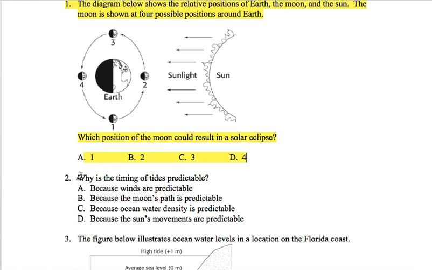Number 2. Why is the timing of tides predictable? A. Because winds are predictable. B. Because the moon's path is predictable. C. Because ocean water density is predictable. D. Because the sun's movements are predictable.